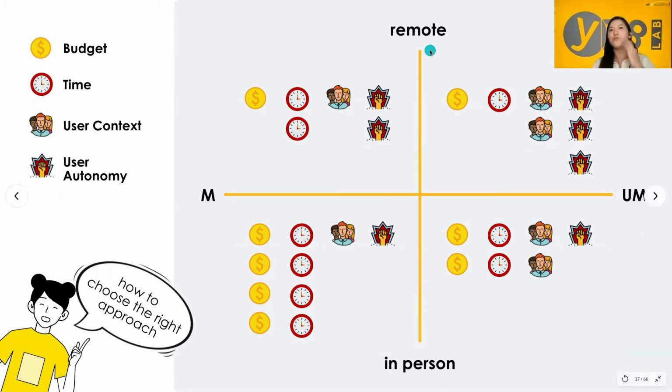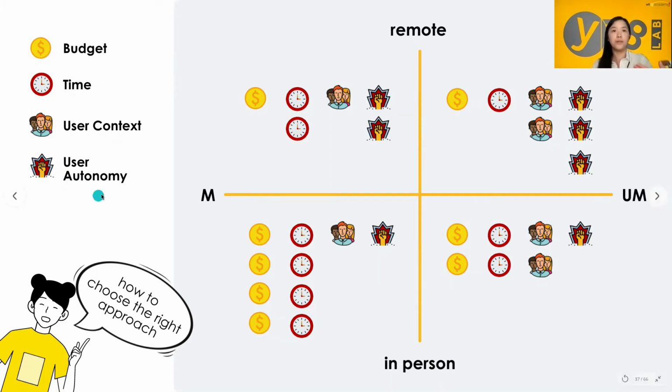So we are asking, which one should I go for? How you read this graph is that there are 4 icons. You need to see, of course, the budget. How much budget do you have? How much time can you allocate for this test? How much user context do you have? So how much do you understand your users? That's user context. And how much user autonomy do they have? User autonomy is how much guidance they need or how much control they have over the situation or the test that you want to put your users on, right?